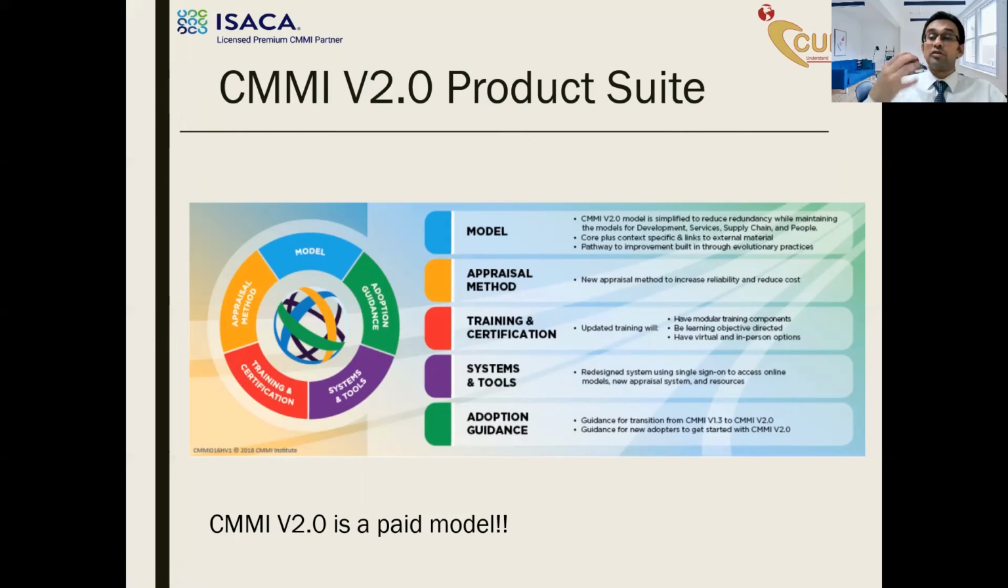But of course, you have to buy the model. And finally, there's also an adoption guidance, because CMMI does understand that most organizations will be transitioning from, let's say, 1.3 to 2.0. So there's a transition guidance for that. Also, there's a guidance for new adopters, those who are new to the model, those who are going to use something like CMMI for the first time. So you also have the adoption guidance available. That's about the product suite of CMMI.